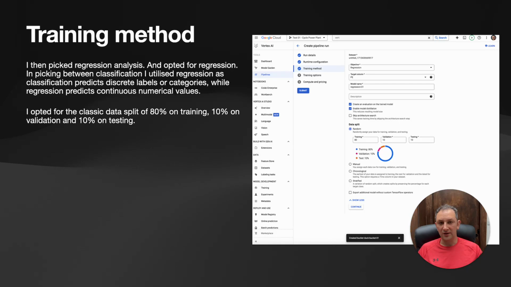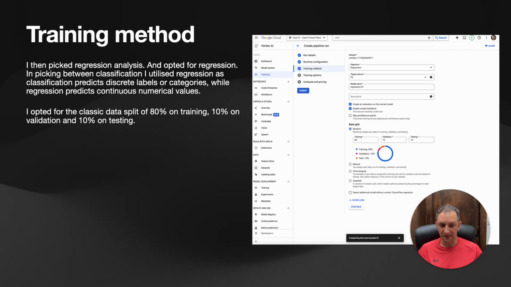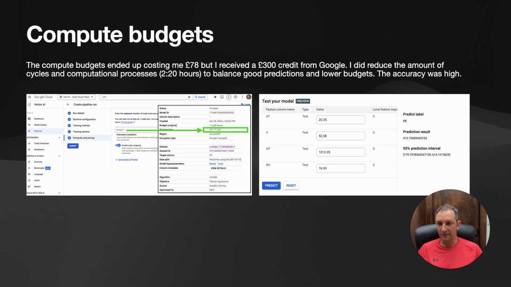I then picked regression analysis and opted for the pretty classic 80% on training, 10% on validation, 10% on testing. So that worked really well for me.